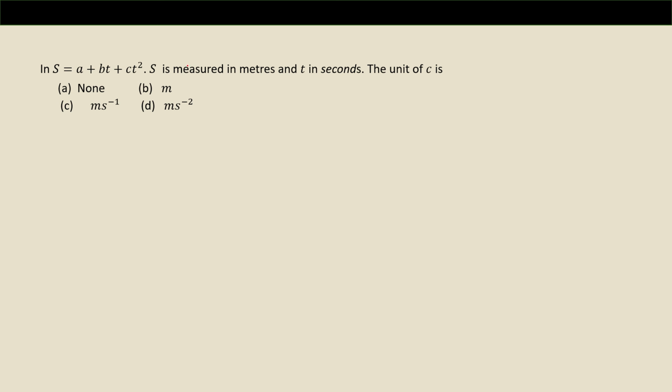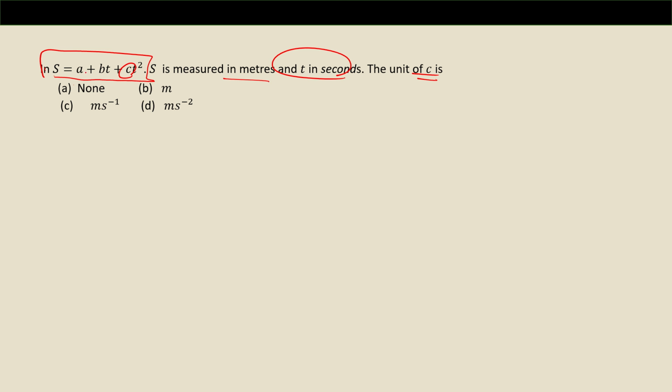And the last one is this one. See, इस टाइप के sums most of exams में आते हैं. S is equal to a plus bt plus ct square, where s is measured in meters, that is वो distance हो गया, and t is what in seconds. So s अपना मीटर है और t सेकंड में है. फाइंड आउट द यूनिट ऑफ सी. सी की यूनिट हम लोग को कैलकुलेट करनी है.